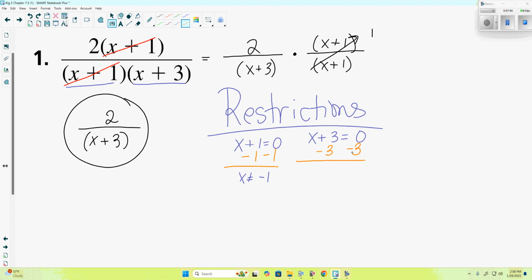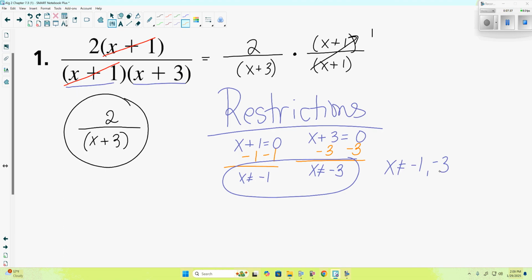With our x plus 3, we can solve it by subtracting 3, telling us that if x is negative 3, we have a division of 0, it doesn't work. So out of all the values of x that we could have, negative 1 and negative 3 are restrictions. Does that make sense? So here, we can say that x cannot be negative 1, comma, negative 3. We can just list them out with commas.